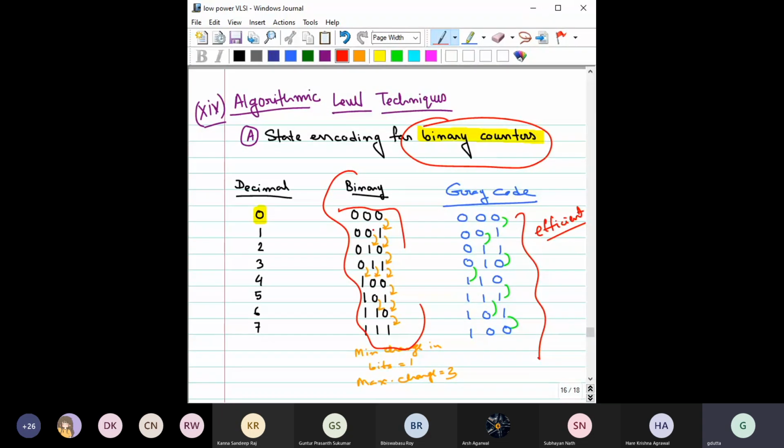You can choose all the binary numbers from 000 to 111, or you could use Gray code numbers. If you use Gray code, you can see from one number to the next there is only one bit change. So you have less power dissipation, because in binary you can see in some cases there are 2, and in some cases maximum 3 bits getting changed.